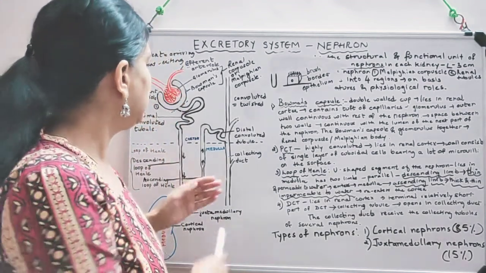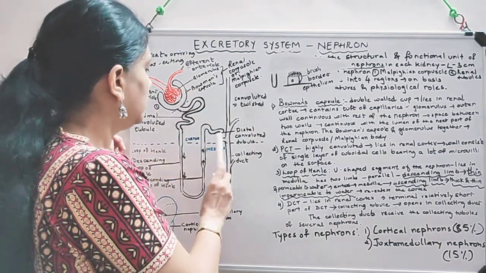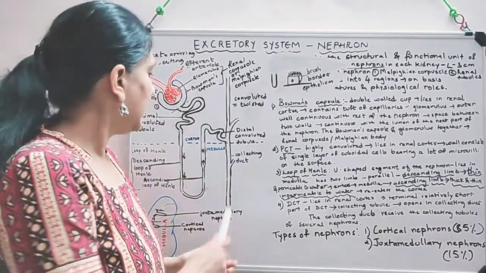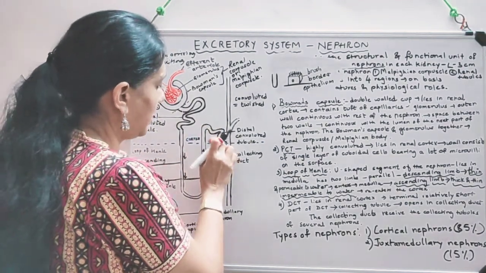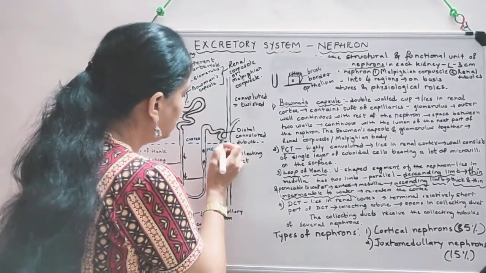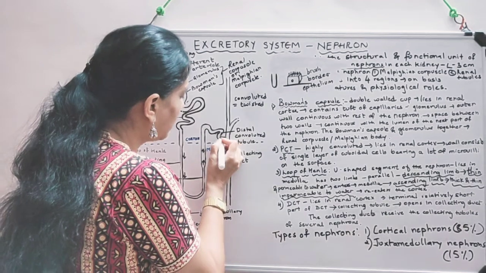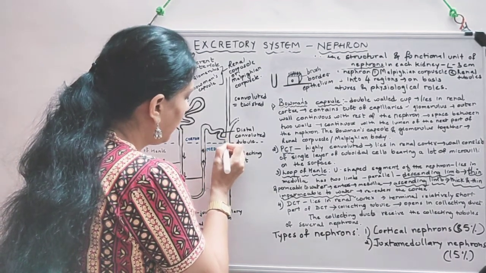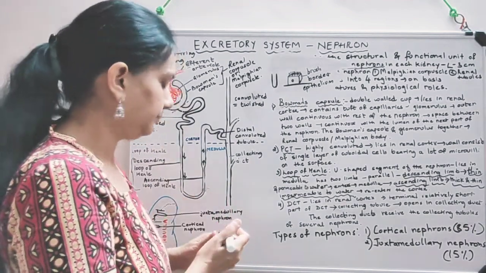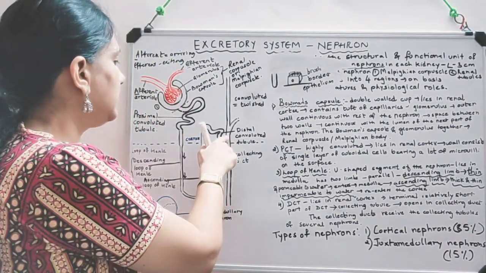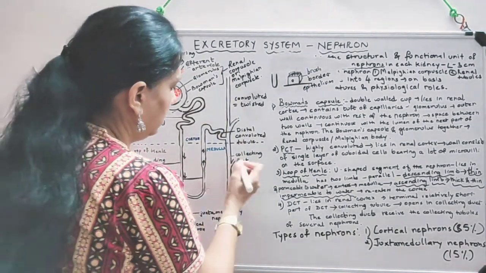And the DCT, now first of all location, it is above the broken line. So it is lying in the cortex, and this terminal short part of the tubule. I will explain why it is distal. If I draw a very straight diagram like this, it is known as collecting tubule. And this collecting tubule joins the collecting duct.